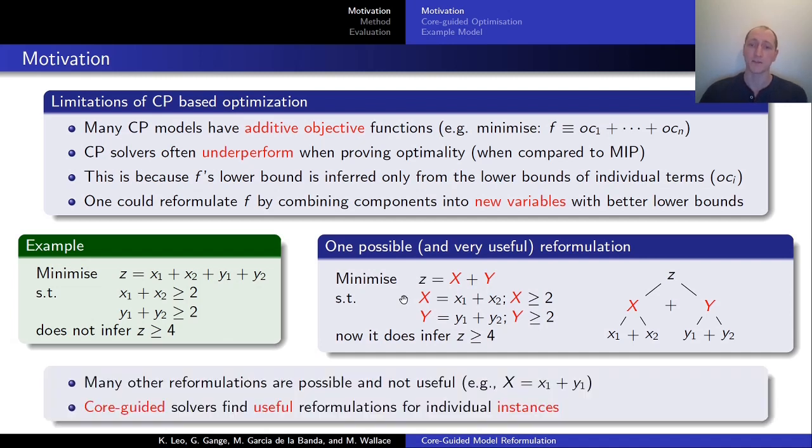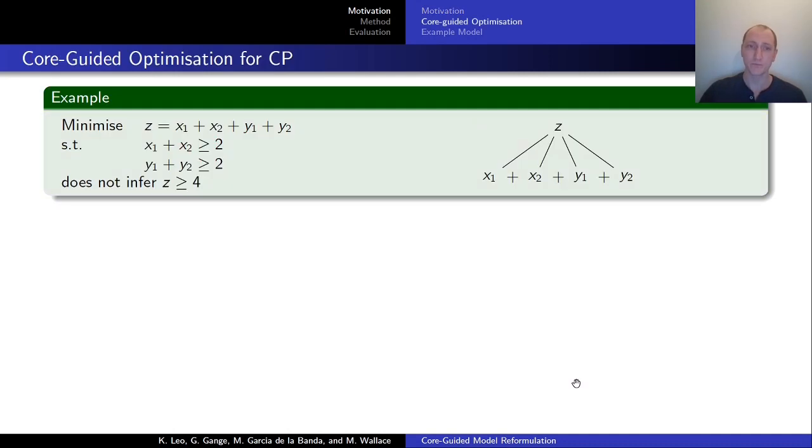There are, of course, many different reformulations that we could try. For example, if instead we combined the x's and the y's under individual new variables, we would not have found the same lower bound. Core-guided solvers do this kind of model reformulation during solving for individual instances. So how do core-guided optimization solvers work?